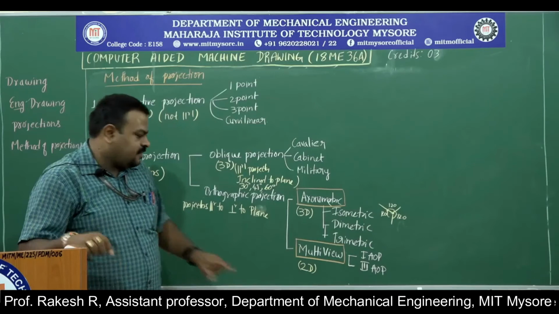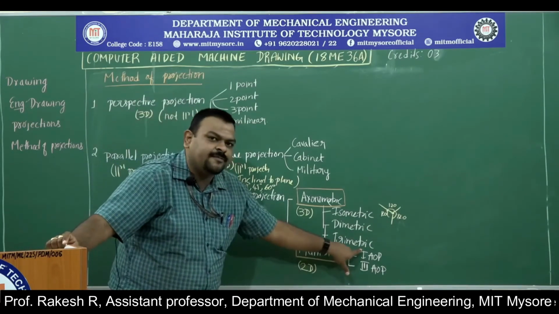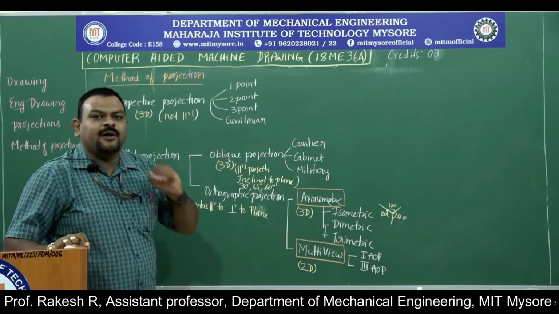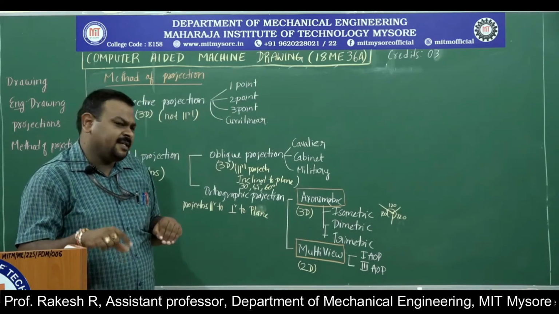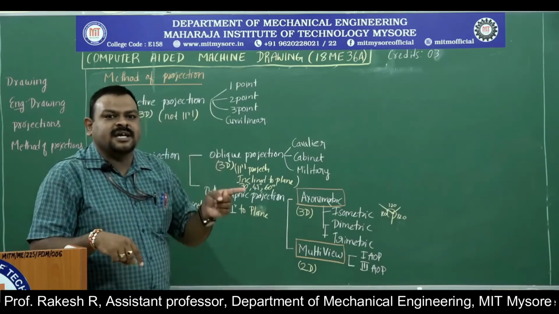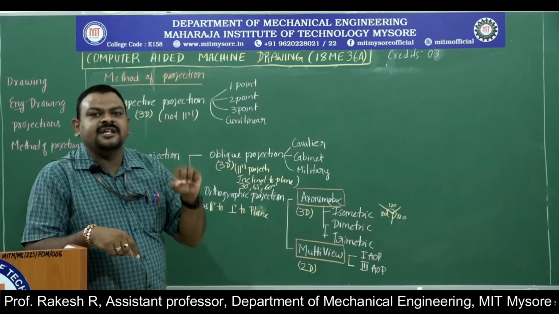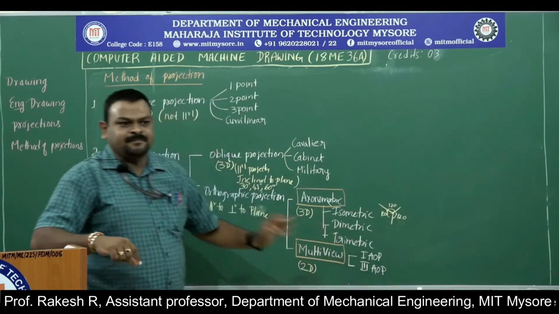In multi-view projection, what we basically take is either first angle of projection or third angle of projection. 2 and 4 will be overlapping each other, because of which we won't consider the conventions of second angle and fourth angle of projection in any engineering drawing consideration. We will consider only 1 and 3.